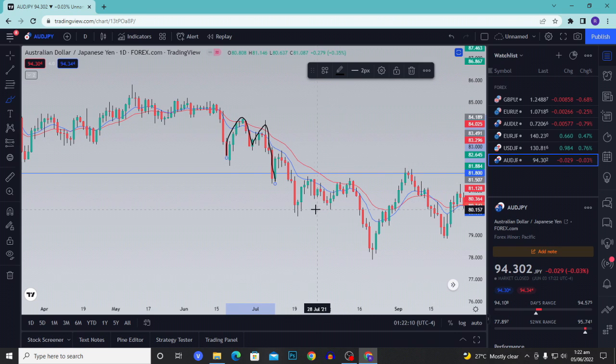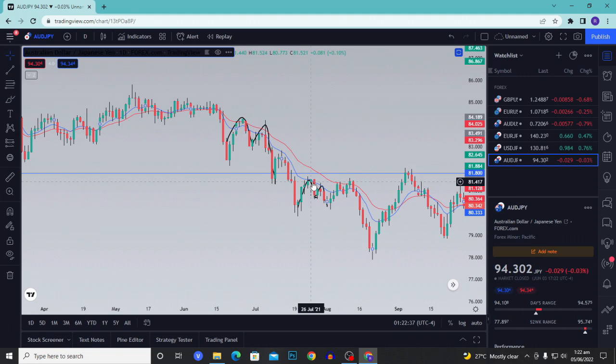Then we had another M formation, M setup right here, as price went up here, dropped, came up a bit, then dropped to break below this neck point right here to form an M. Then we had another one again right here where price went up, came down, went up again, then came down to form an M. Okay, let's get rid of all these.